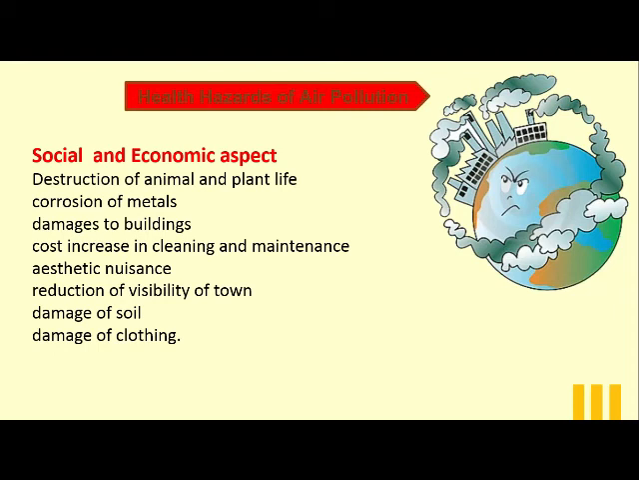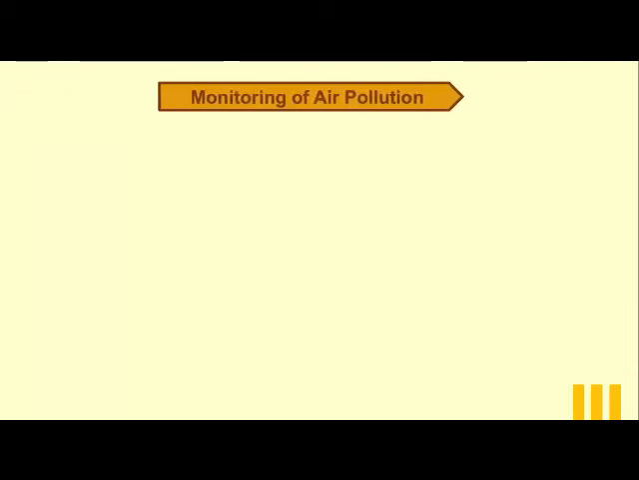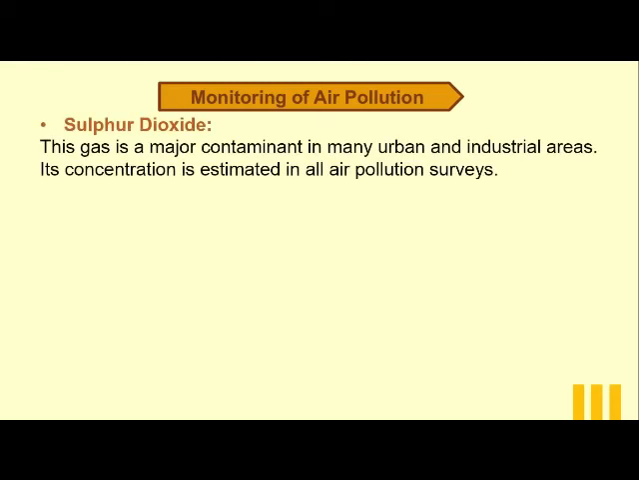And acid rain also contaminates fresh water and decreases tree growth. In order to estimate the full extent and magnitude of the problem of air pollution, we have to monitor the air pollution, and for this purpose sulfur dioxide can be used as an air pollutant for monitoring. This gas is a major contaminant in many urban and industrial areas. Its concentration is estimated in all air pollution surveys.